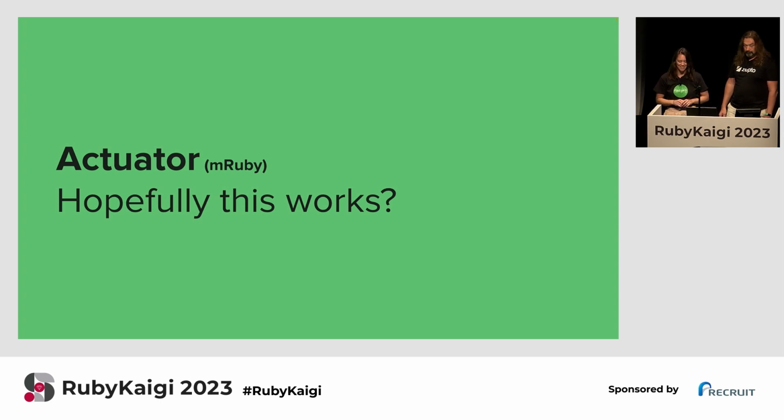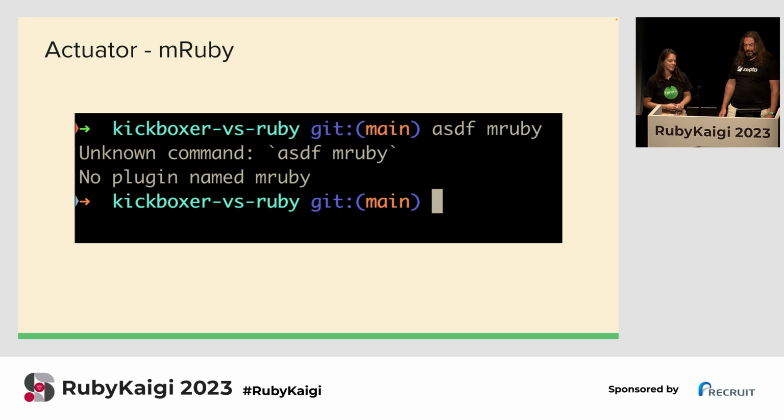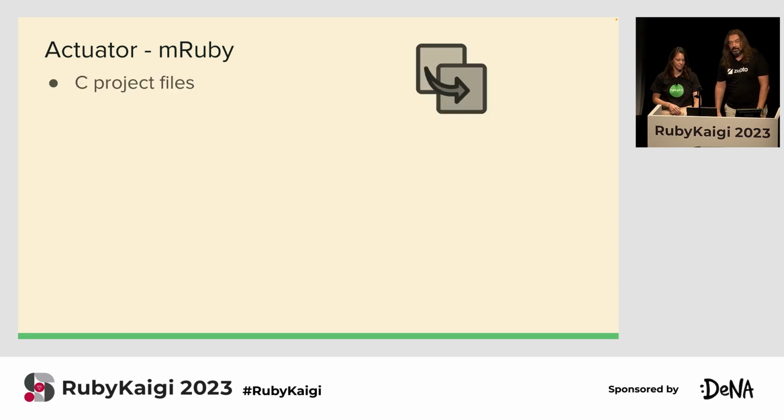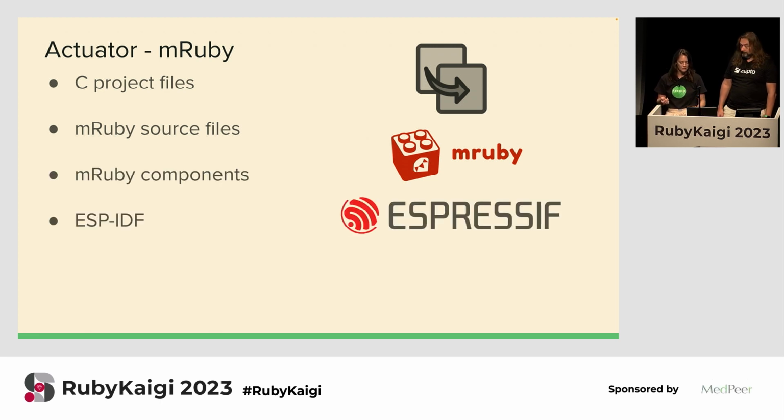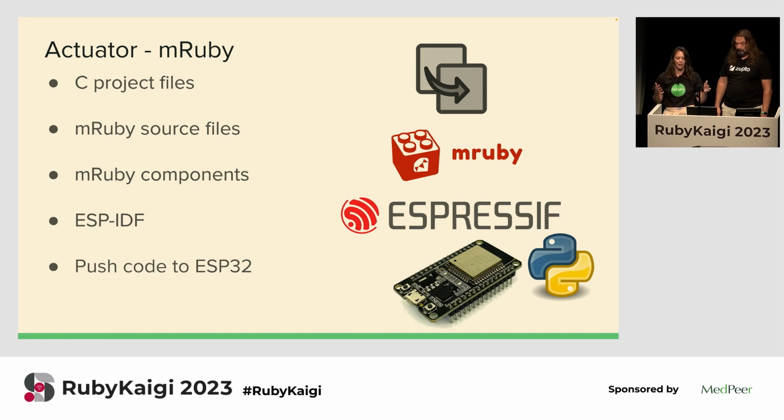But we soon found out it wasn't as simple as we thought it would be. Yeah, it was quite the journey. We started out with the assumption that we could just run asdf install mruby and it would be installed on our device. But it turned out to be much more complicated than that. We had to go through a number of steps, like copying C project files, MRuby source files, and MRuby components. And then we had to use ESP-IDF, the Espressif IoT Development Framework, which actually uses Python to compile the project. And then, after all that, we could finally push our code onto the ESP32.